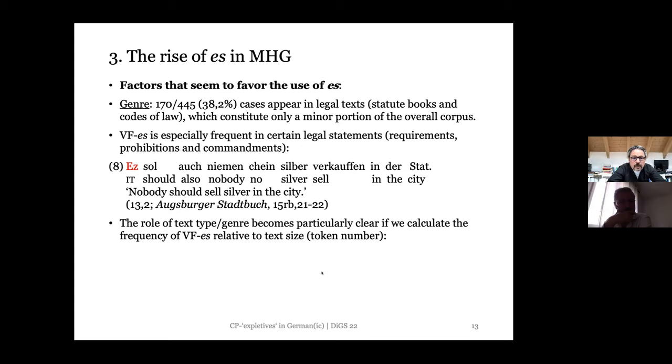Next, let's take a look at an extra-linguistic factor, namely genre. It appears that roughly 40% of all instances of expletive S appear in legal texts, that is statute books, codes of law, etc. And this is kind of surprising because these legal texts constitute only a minor portion of the overall corpus. And it appears that this expletive use of S is especially frequent in certain legal statements, that is, requirements, prohibitions, and commandments. One such example is given in 8 on this slide.